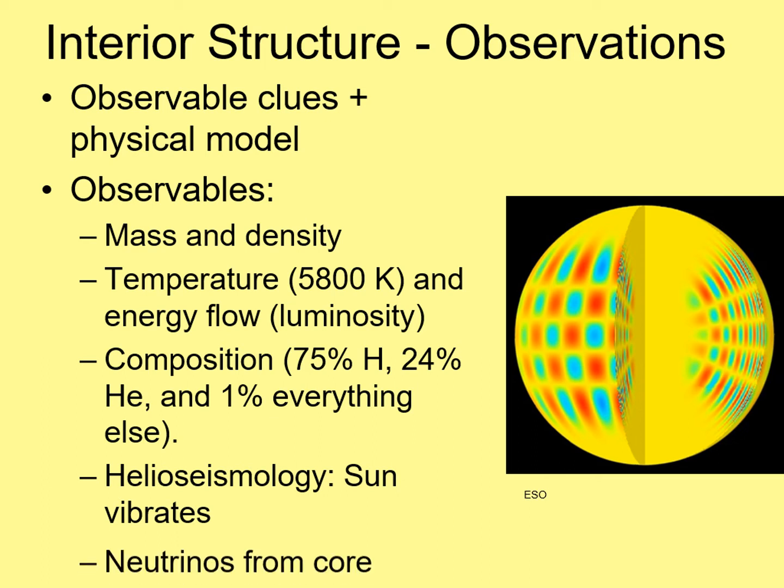Finally, we can observe the neutrinos generated in the sun's nuclear reactions. As we saw in the last chapter, these can travel all the way through the sun and be detected here on Earth. They give us direct evidence of the nuclear processes going on in the sun's core.